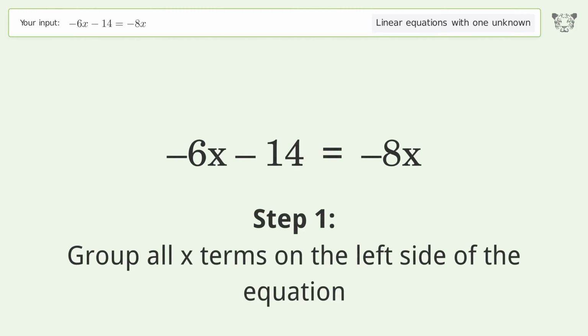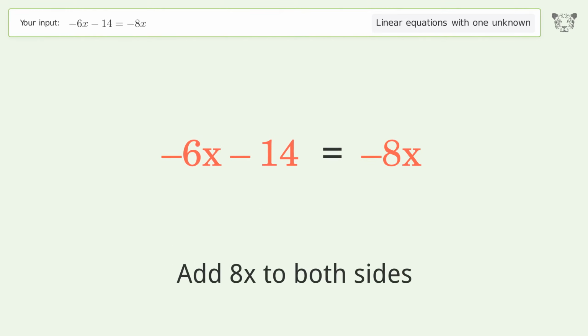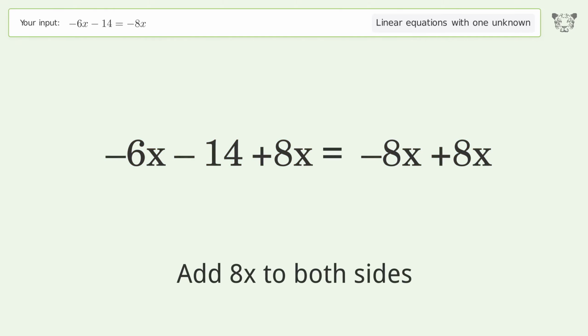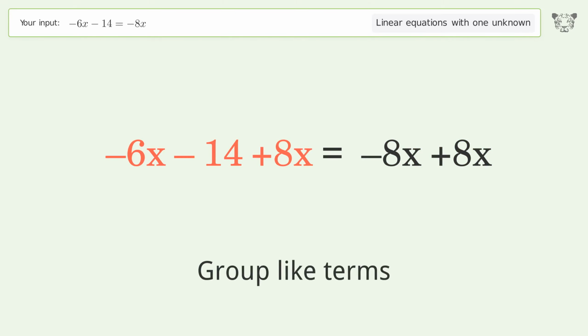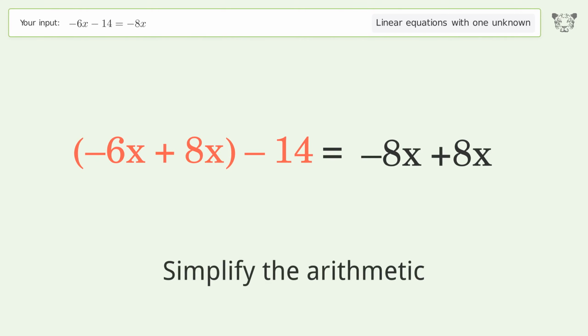Group all x terms on the left side of the equation. Add 8x to both sides. Group like terms. Simplify the arithmetic.